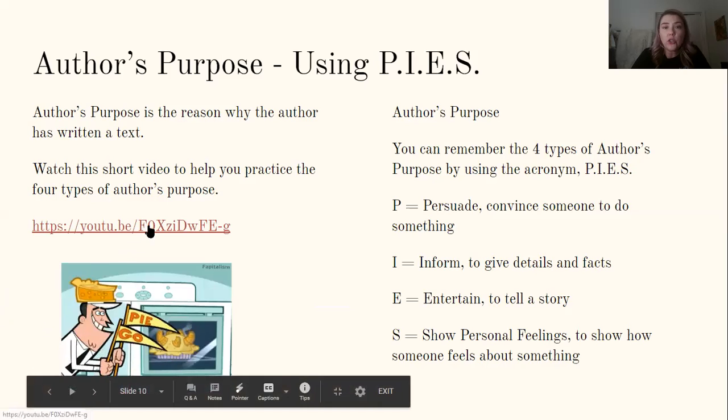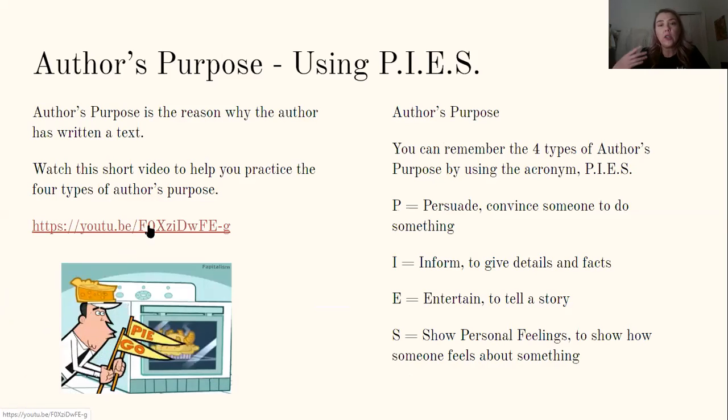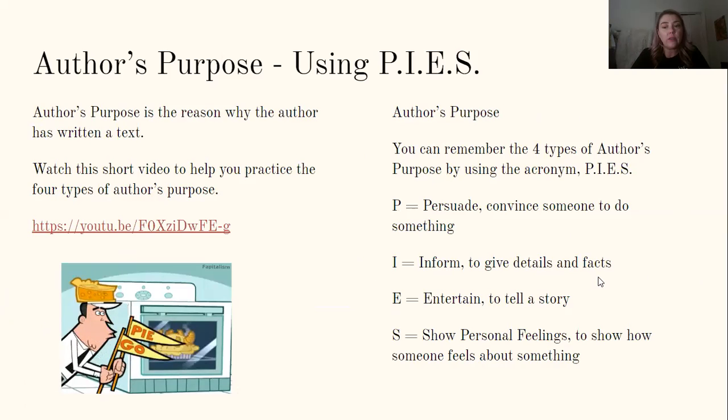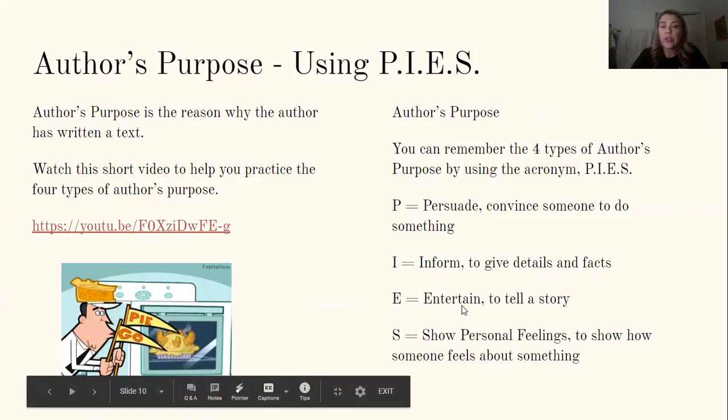If you see this YouTube link, it is actually embedded on the Google Slides. If you just click on that, it'll start playing the video for you right away. You can remember the 4 types of author's purpose by using the acronym PIES. P stands for persuade, to convince someone to do something. I stands for inform, to give details and facts. E stands for entertain, to tell a story. S stands for show personal feelings, to show how someone feels about something.